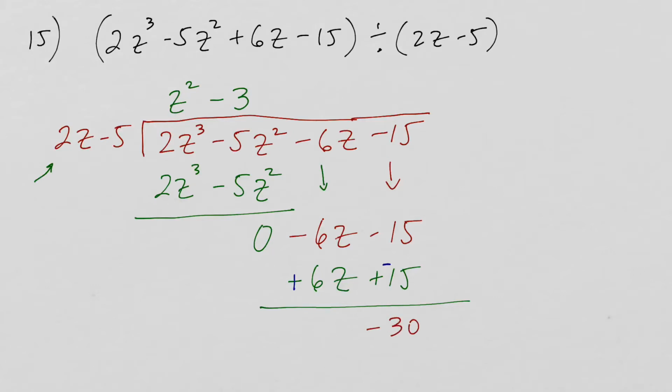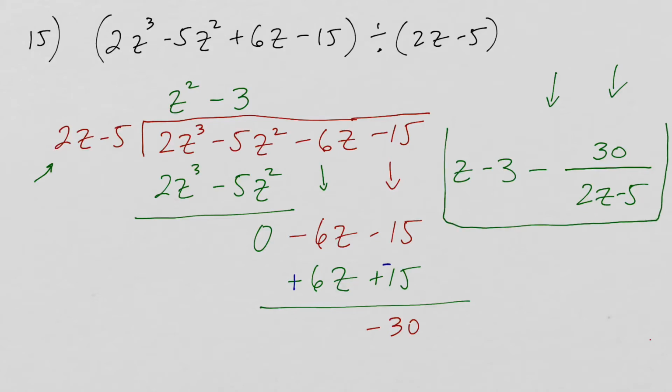So our answer, I'll write it here on the side in another color, is going to be z minus 3, and I'll put the minus out front, and I'll put a fraction, 30 over 2z minus 5. Now, some people will put a plus there and the negative on top of the fraction, but that's using more signs than is absolutely necessary, so you don't need to do that. You can put the negative out there and always put a positive up there. Okay?